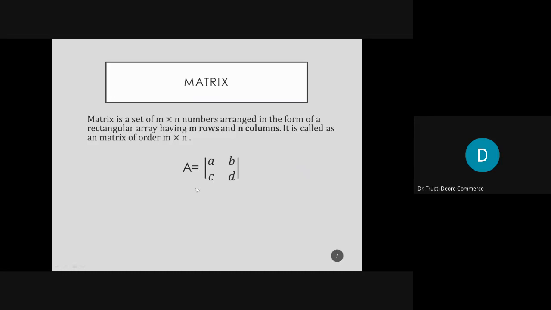A matrix is always written in a rectangular or circular bracket, or single lines also. Here, these are the rows. So the row elements are a and b for the first row, and c and d for the second row. So there are 2 rows, right? And the columns will be this one, so there are also 2 columns, that is 1 and 2. So this matrix becomes of order 2 by 2. Just remember it. These are rows, and the verticals are your columns.